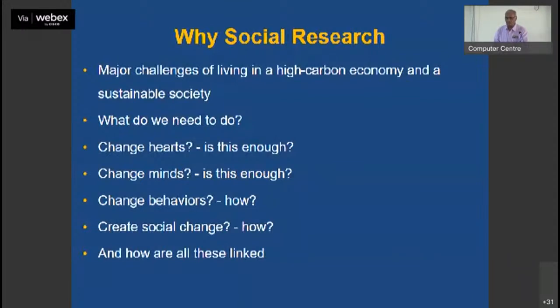Change hearts, change the hearts of people. Is it enough? Change minds. Is it enough? Change behavior. How? This is the question. You have to live in a high carbon economy, so you have to change yourself. So what is the change? Create a social change, and how all of this links together is a part of the research.